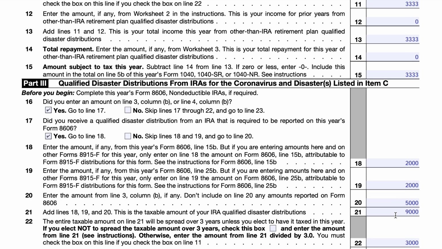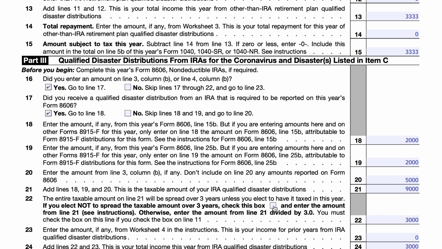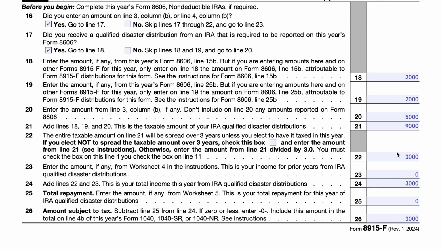And then again, as we did before, you can choose not to spread that amount over 3 years, but we're going to go ahead and split it over 3 years. So $3,000 for the tax year 2023, and then we'll carry that forward into future tax years. Again, we did not do worksheet 4 or the corresponding worksheet 5 because we did not have prior year income from qualified disaster distributions. So in line 24, we're simply going to bring down the $3,000. We did not repay any of this money, so this is fully taxable.